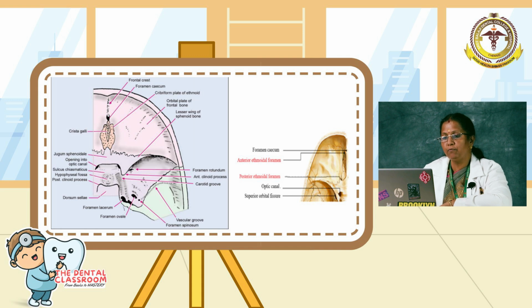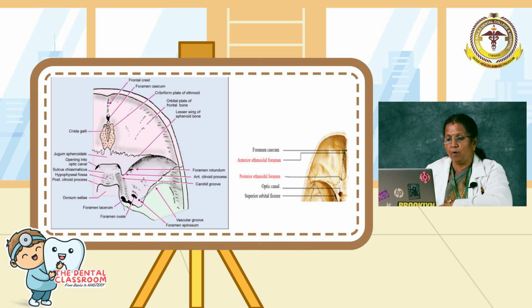What are the features we have to see in the anterior cranial fossa? The first one in the midline, if you see, is a frontal crest. A sharp line or a ridge seen on the midline is called the frontal crest. Behind that, there is a depression called foramen caecum. Still more posteriorly, we have a porous, thin plate of bone called the cribriform plate of ethmoid. This porous cribriform plate divides the nasal cavity from the cranial cavity.